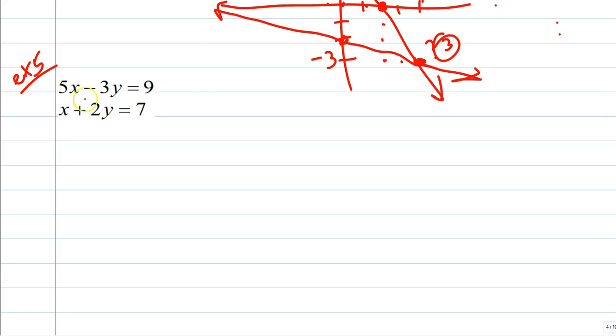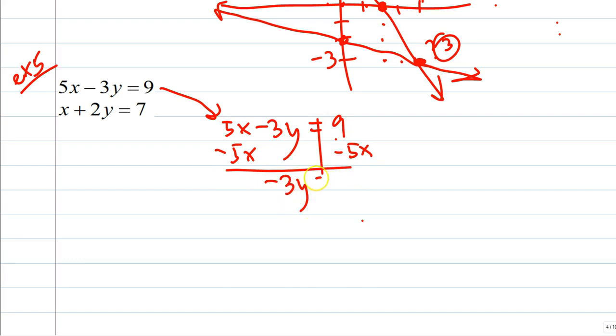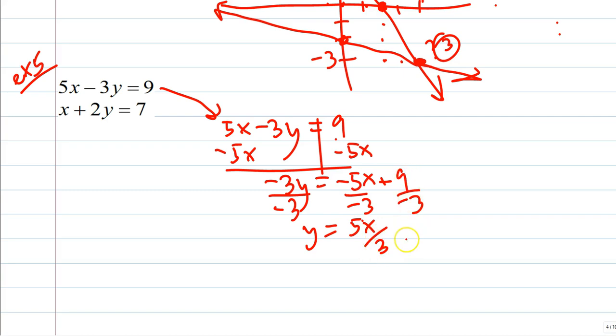Next one, 5x minus 3y equals 9. How about solve for y? Move the x. Negative 3y is equal to negative 5x plus 9. We undo multiplying by negative 3 by dividing everything by negative 3. That gives us y is equal to negative divided by negative makes that a positive, 5/3 x, and 9 divided by negative 3 makes that negative 3. There's our first equation.